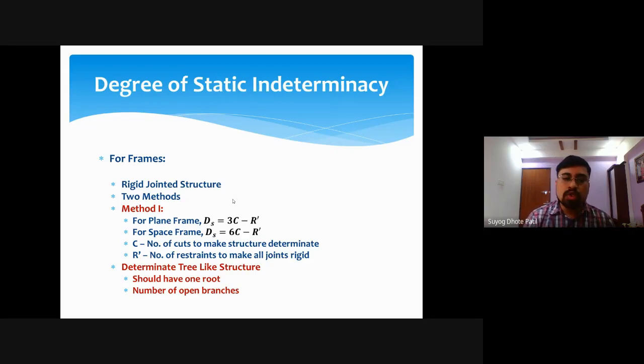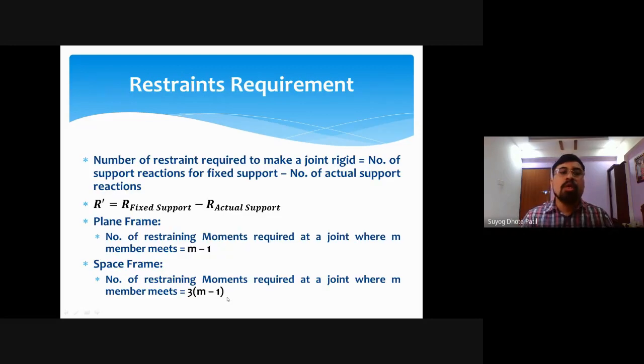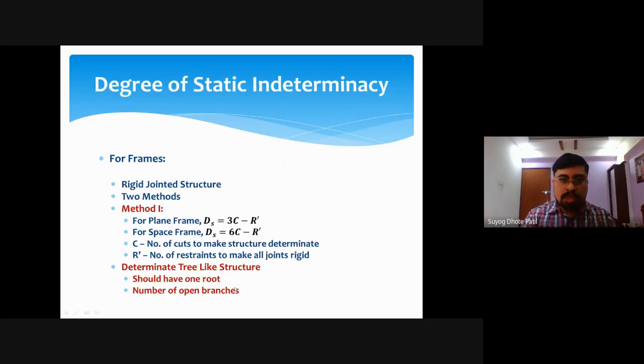So what is the procedure? It is simple. To make it determinate, we have to make a tree-like structure. You know a simple tree: one root is there and a number of branches are there. This is a simple procedure. Now we are discussing frames. First of all we will discuss the frame, then the beam, then the truss.